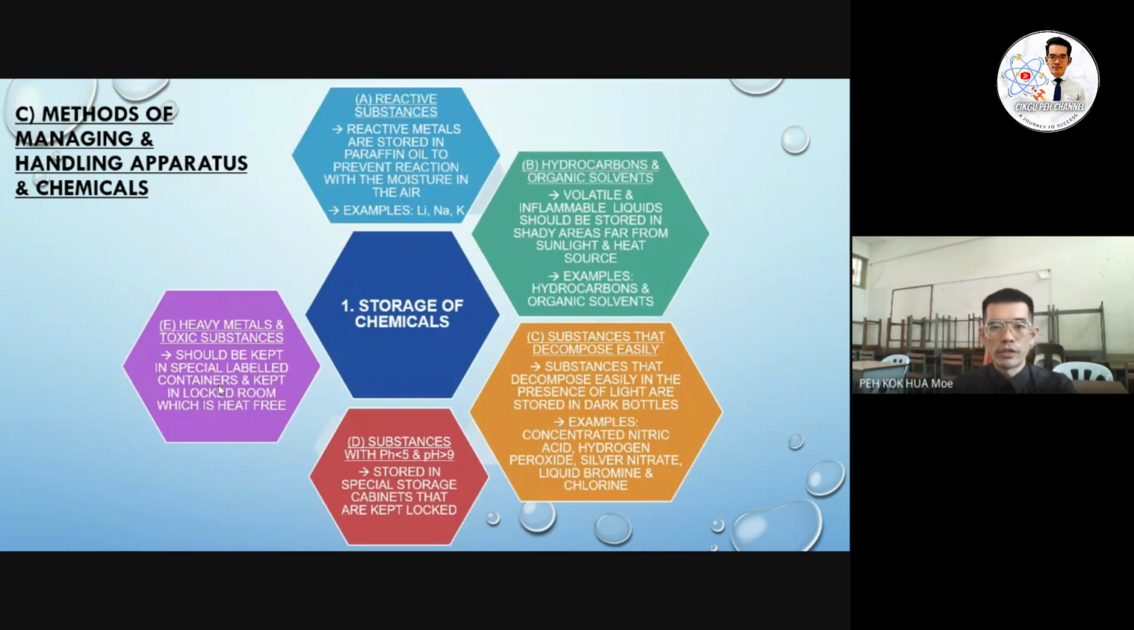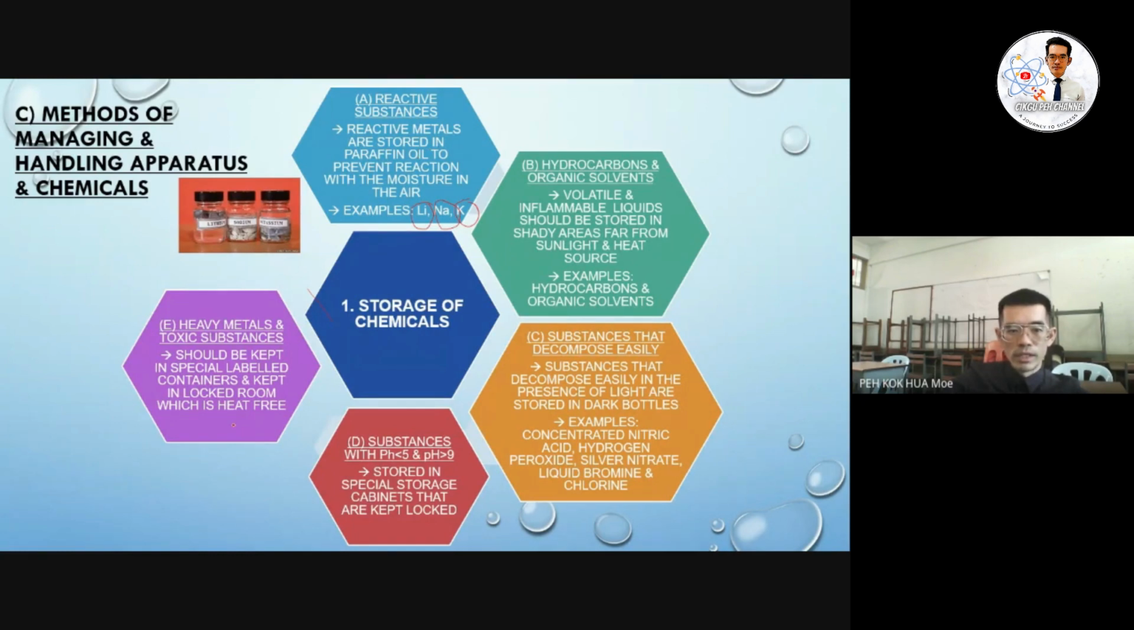Here, first we discuss the storage of the chemicals. First are the reactive substances. Li represents lithium, together with sodium and potassium. These three chemicals are actually group 1 in the periodic table. You can refer back to the periodic table which you learned in Form 1, chapter 6. The reactive metals have to be stored in paraffin oil.